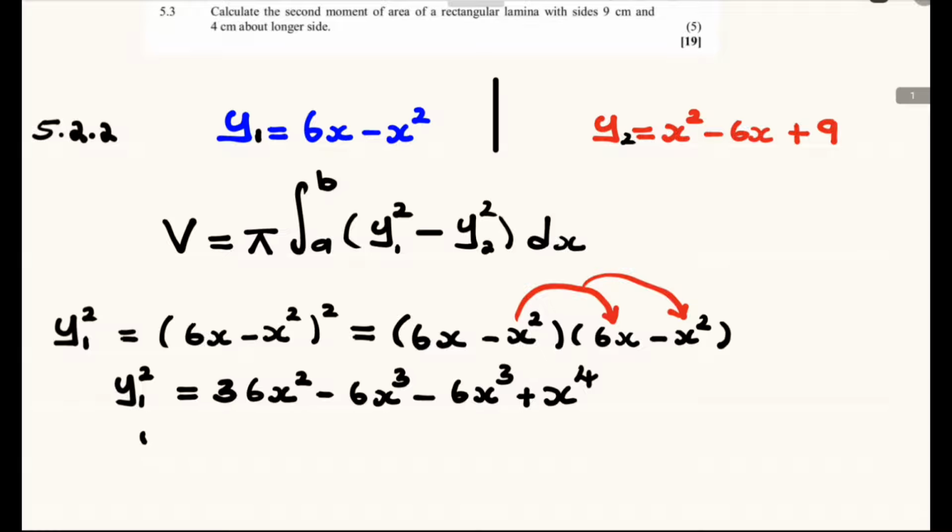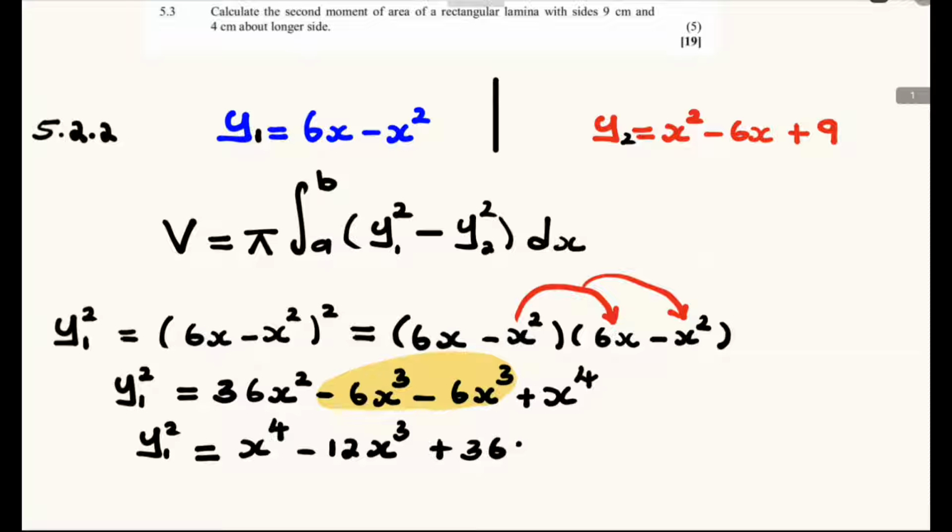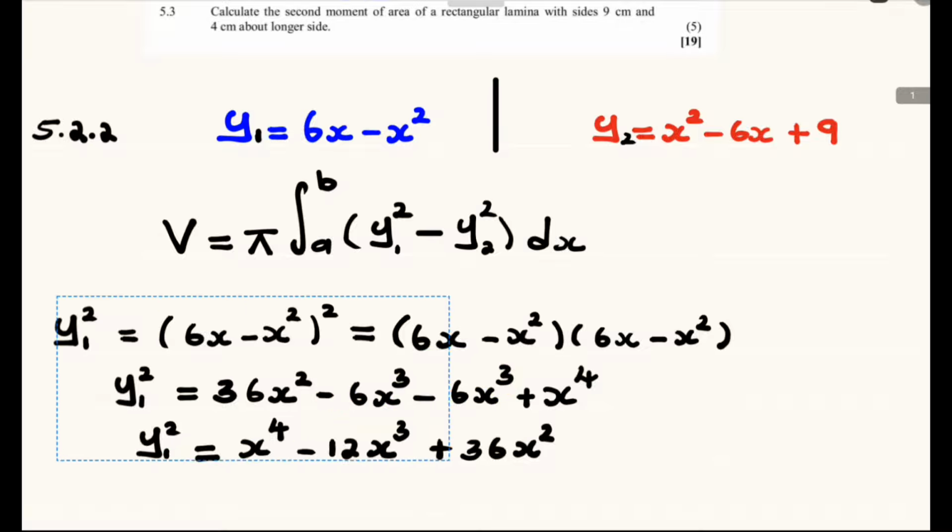So y1 squared will be equal to x to the power 4, and the negative 6x cubed minus 6x cubed will be equal to negative 12x cubed, plus the 36x squared. Now we determine the y2 squared.